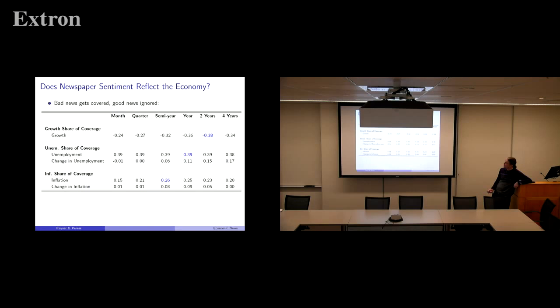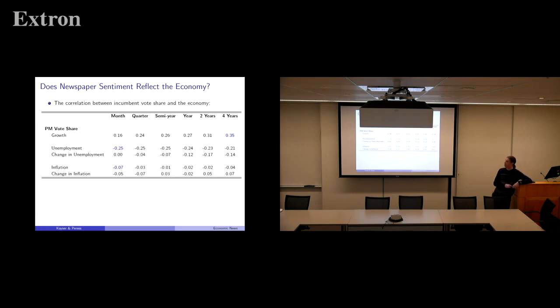So this is the relationship between the share of coverage. So, I'm sorry, you have a question? Sorry, and I apologize if I missed this, do you include editorial sections, or is this just the news? To the extent that the electronic archives include editorials, the editorials would be in the analysis.